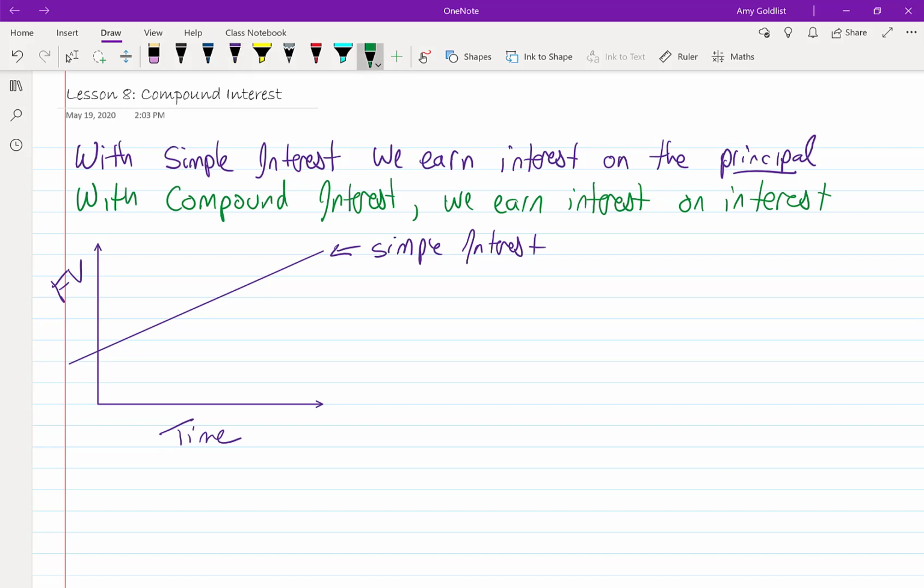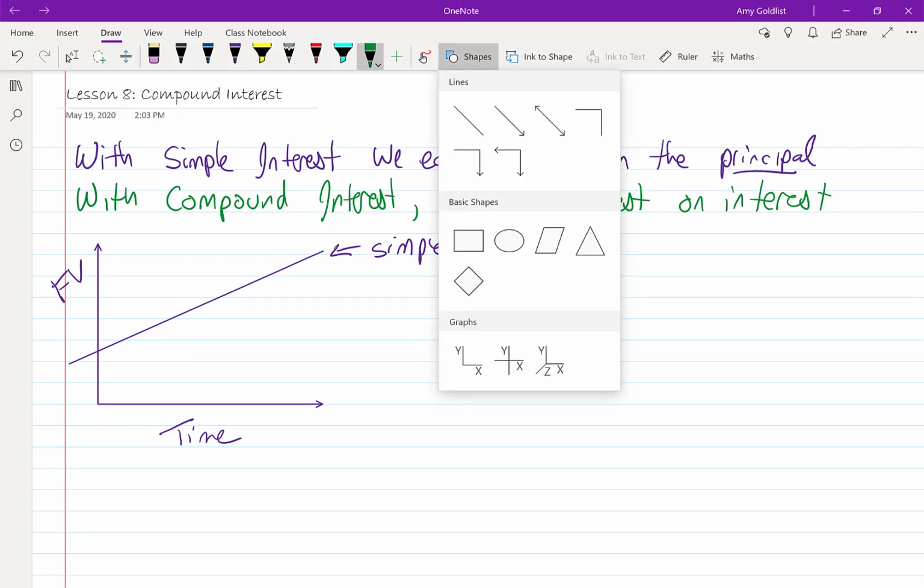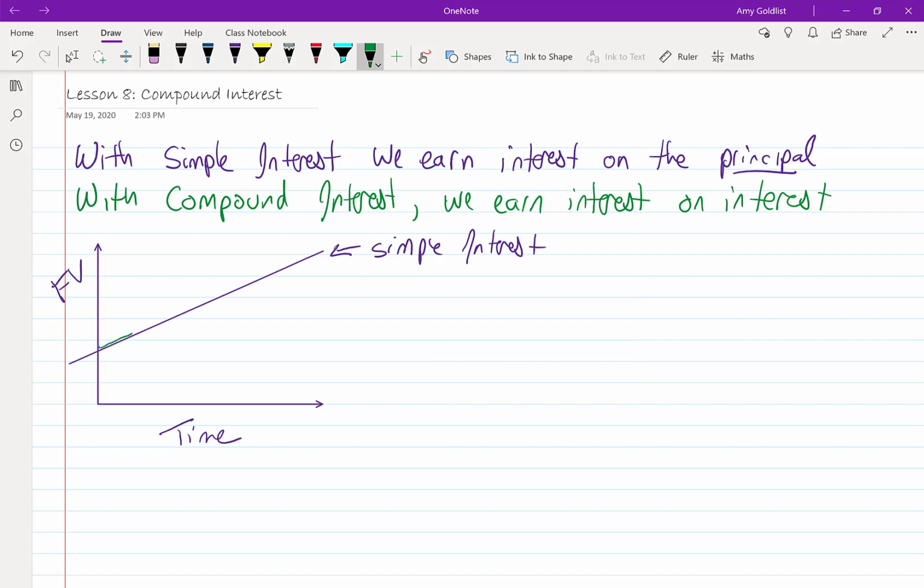Compound interest is a little bit different. Instead of being a straight line, it's going to end up looking like an exponential curve. Exponential versus linear. Exponential grows really, really fast over the long term, while simple interest, a linear curve, stays the same. That's the difference between it.